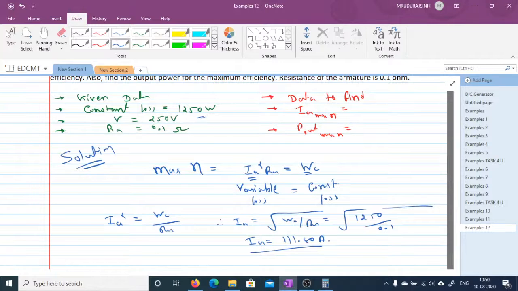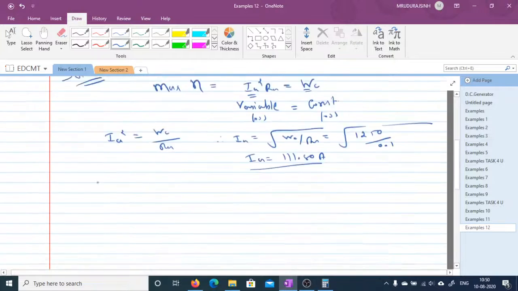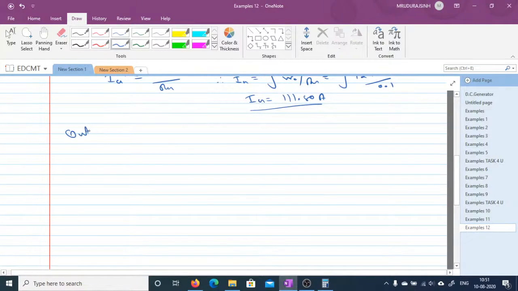Now what do we need to find? Now we need to find the output power, right? But we need to find output power at maximum efficiency. So first simply write what is the equation of output power, right? See, this is the trick to solve any example. If we know how to solve, or if we do not know how to solve, just write the equations and then we will find the way to solve the example.